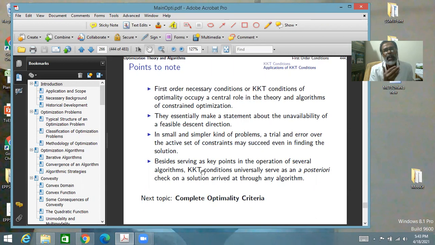Now, in the next lecture, we will go for the complete optimality criteria, which will give you the second order conditions, which are also necessary conditions, and then the second order conditions, which are sufficient, along with KKT conditions. So the complete optimality criteria, that is conditions in addition to KKT conditions, we will talk about in the next lecture. Right now, we stop at this point.